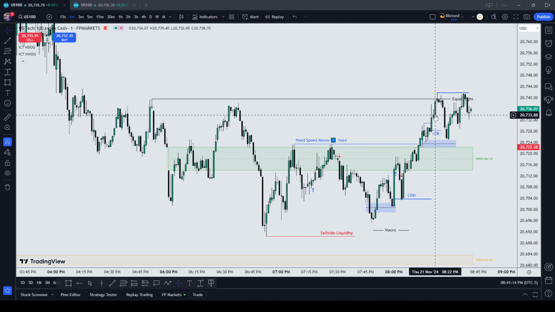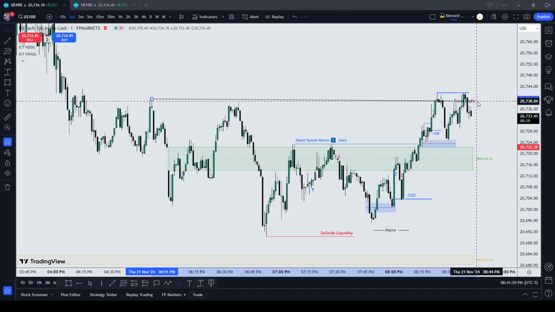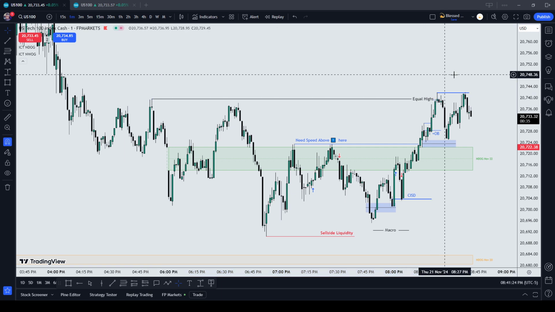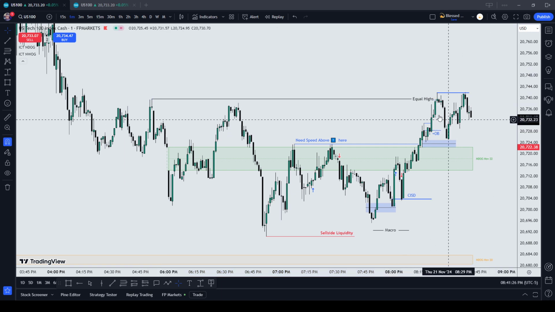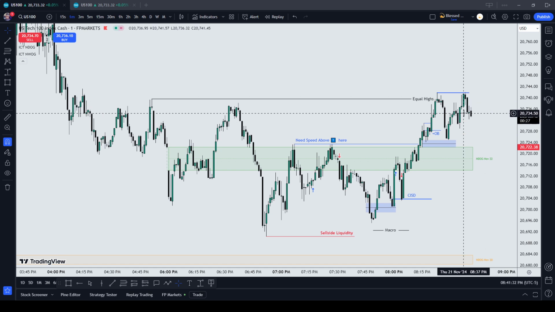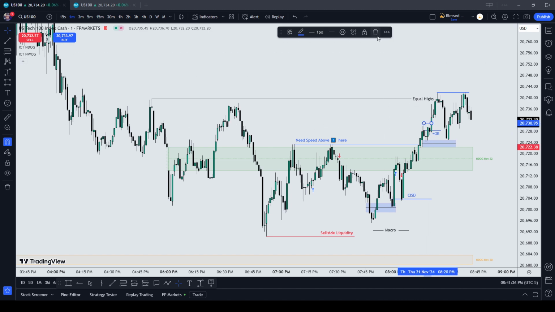And that's what we actually got right here, and price delivered straight to the equal highs, and it should be done right there, and we're no more concerned about this or that. We just allow this to chop around, and we don't care.